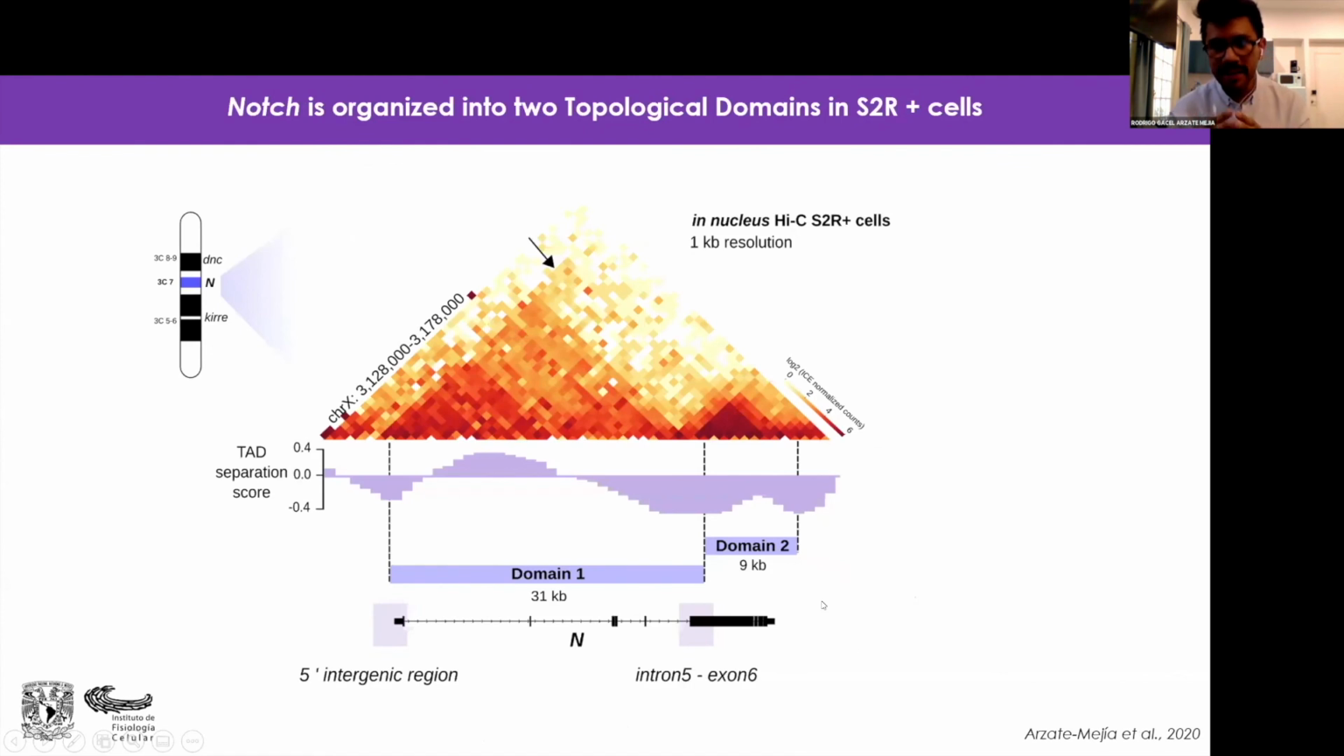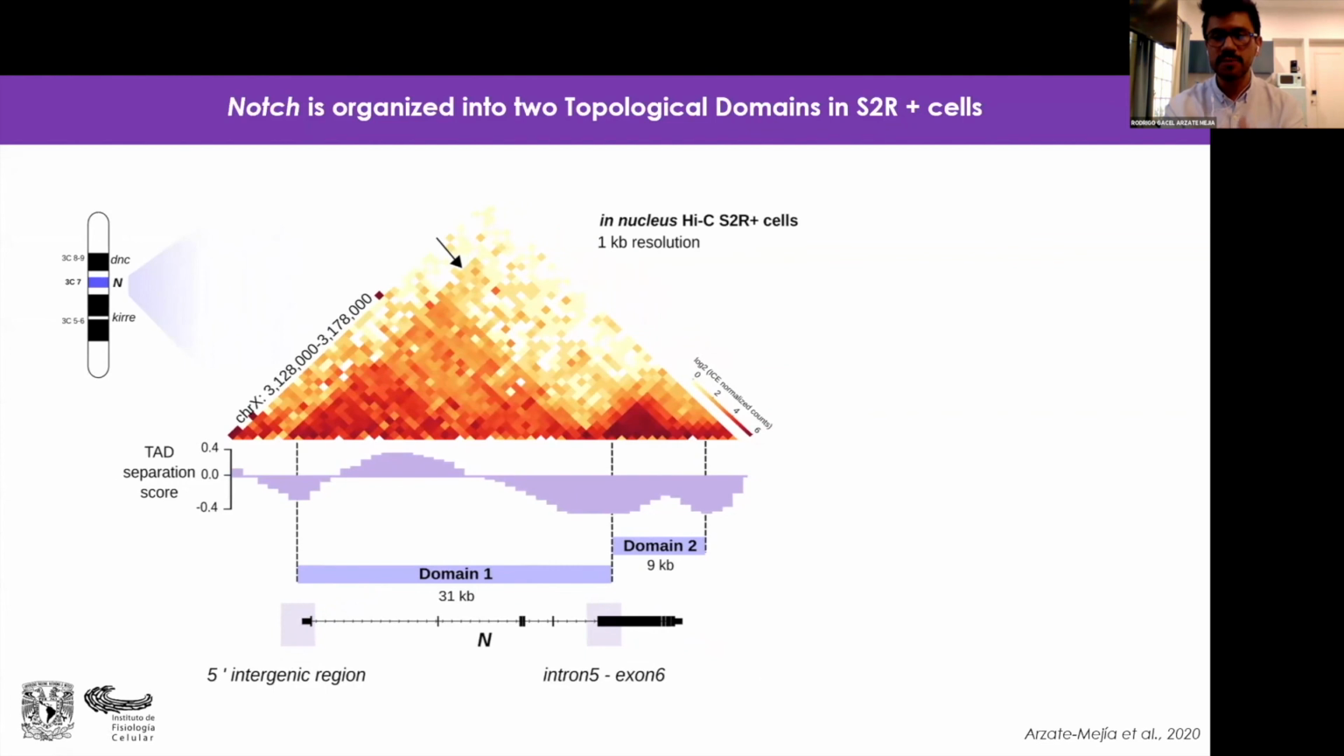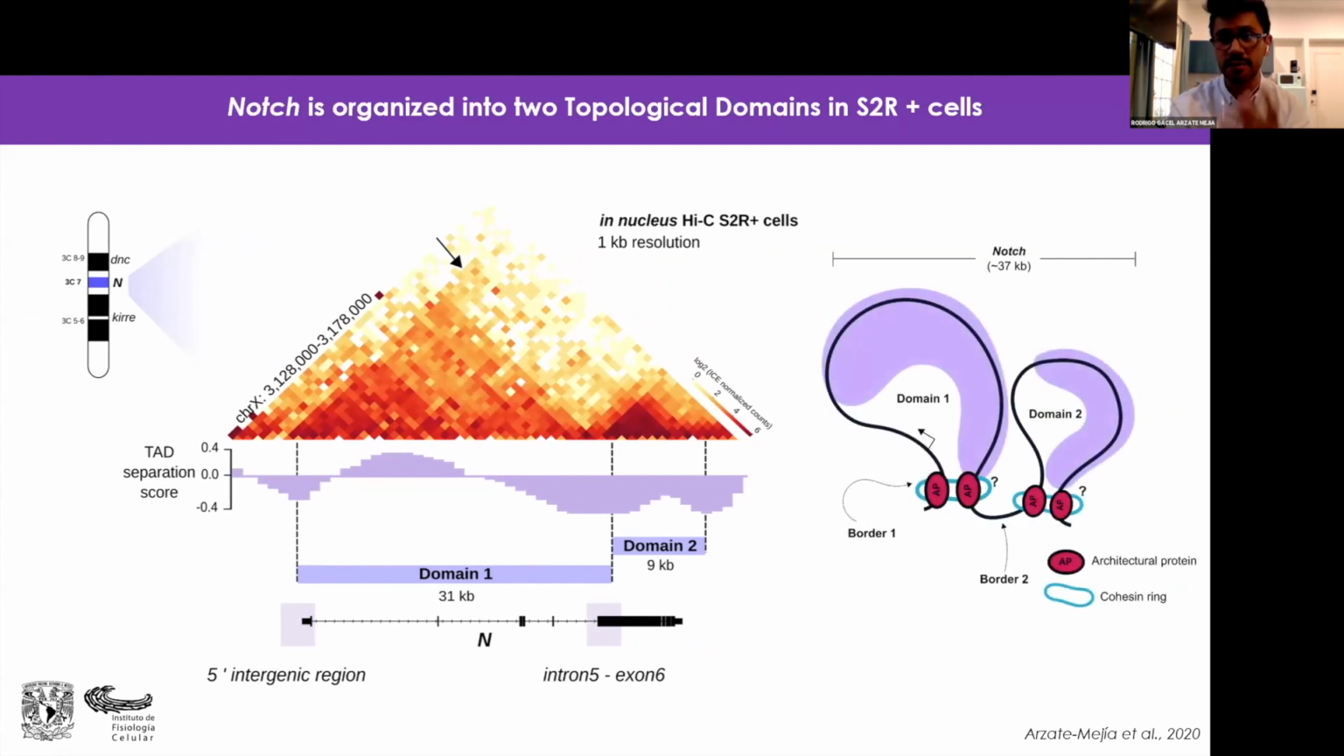When we look at 1 kb resolution, we have another very nice, interesting surprise. Notch was not itself one topological domain, but two topological domains, one that was like 30 kilobases and a small one that was about 10 kilobases. And they were separated by two prominent boundaries that we detected by using different algorithms. So this is what you can observe as a cartoon of the organization of this locus in this particular cell type. Then we decided to analyze public data.